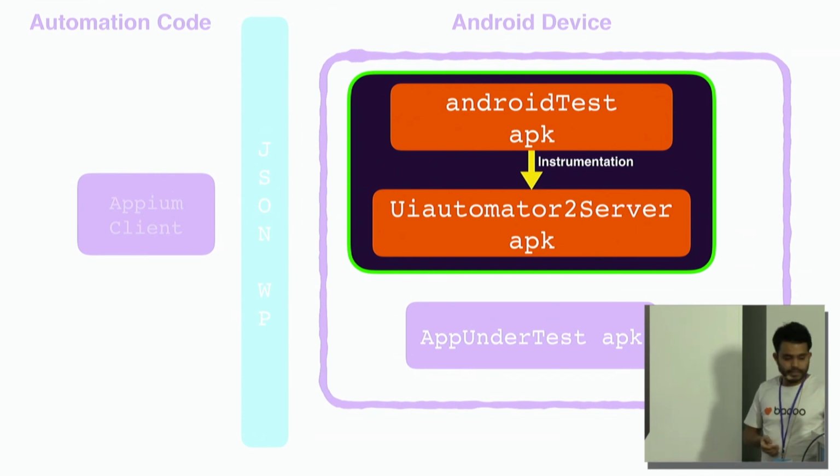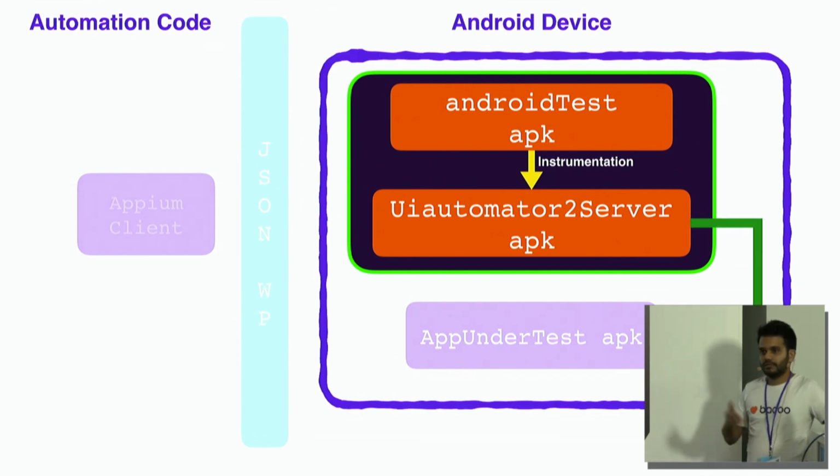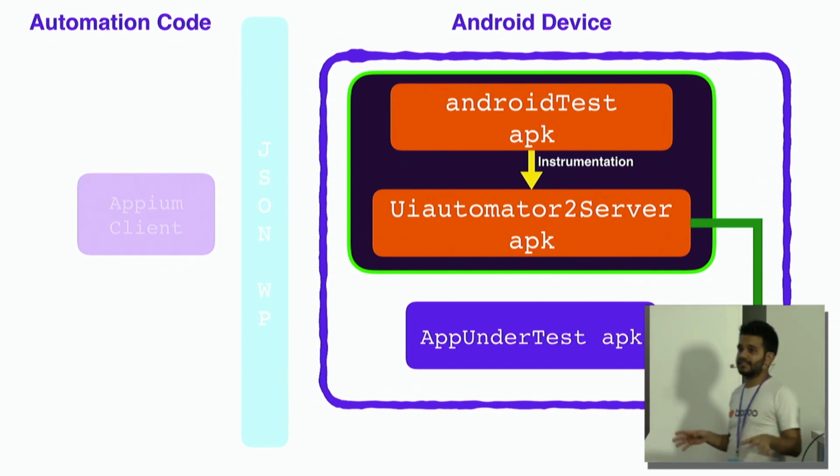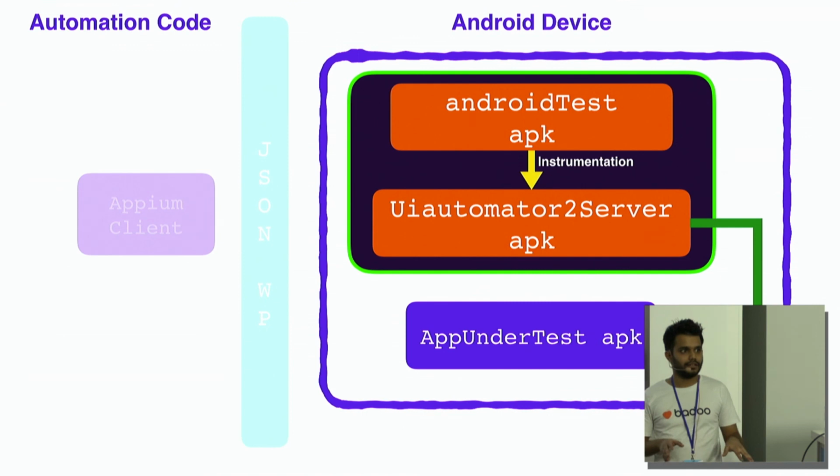So once the server is booted, the server has the UiAutomator 2 instance, and it can drive the whole device, and it drives our application under test. Now that's the as-is architecture of Appium today.